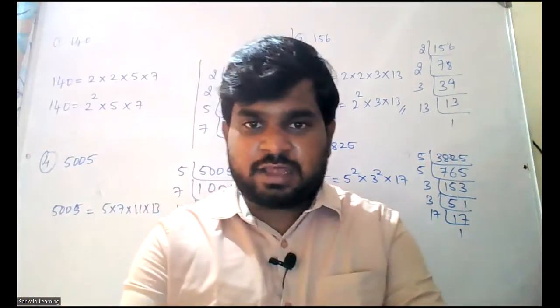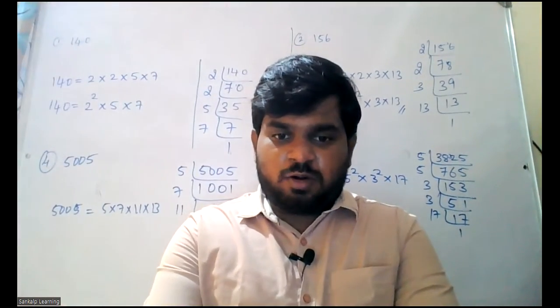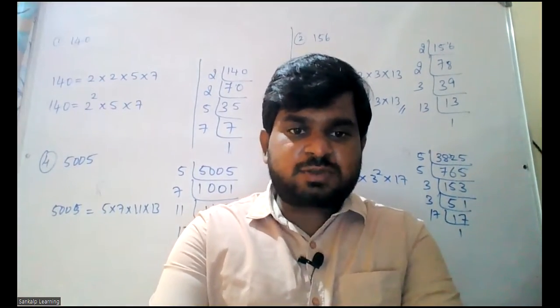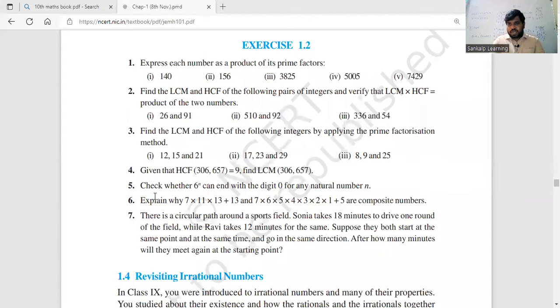The last question, I'll give it as homework. Try it out by yourself. The last question of this exercise is 7429. Try it by yourself. Now, the next question: find the HCF and LCM of the following pairs of integers and verify that LCM into HCF is equal to the product of the two numbers. First, we have to find the LCM and HCF and verify a relationship.